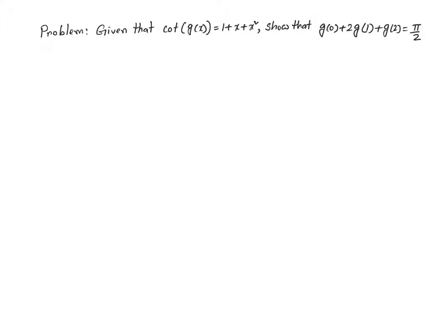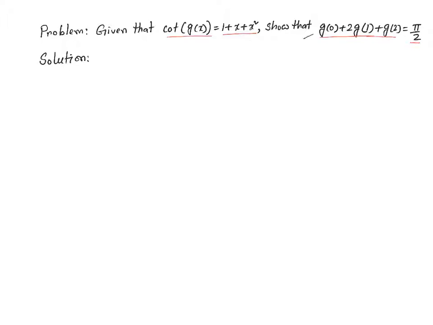In this video, I am going to solve this problem. Here is given that cotangent of g of x is equal to 1 plus x square. Now we need to show that g of 0 plus 2g of 1 plus g of 2 is equal to pi over 2.